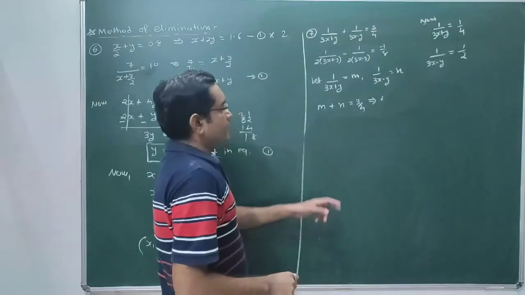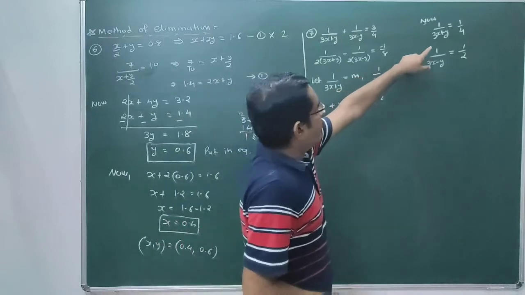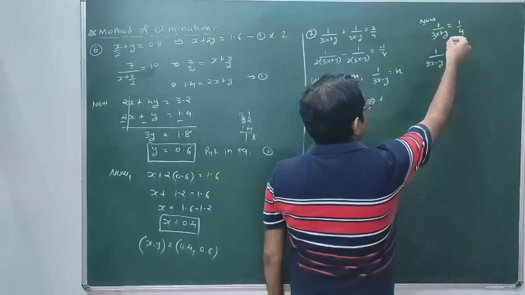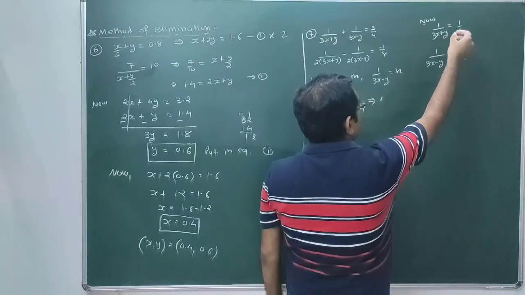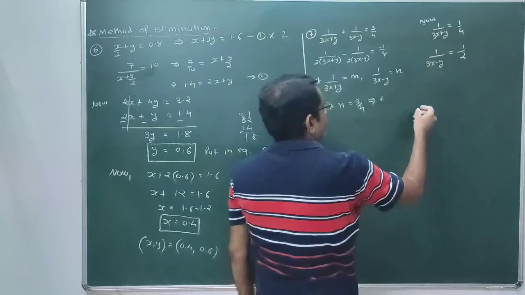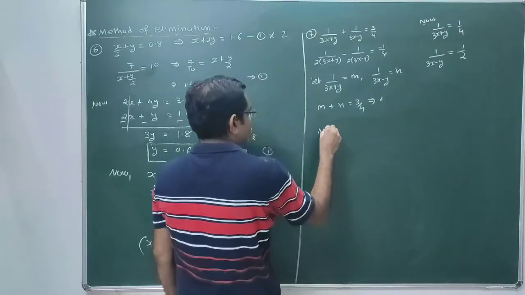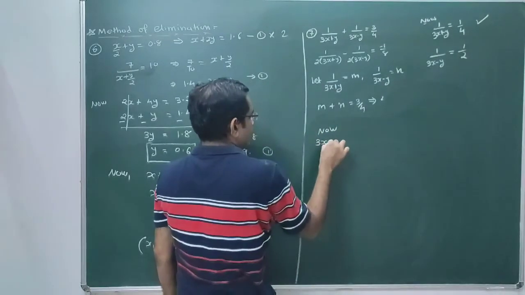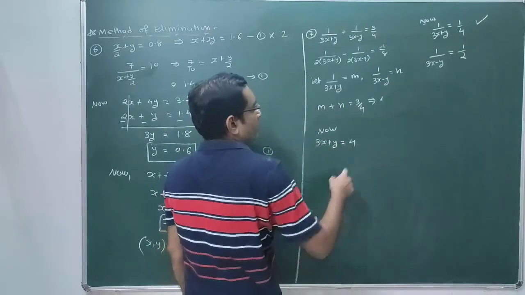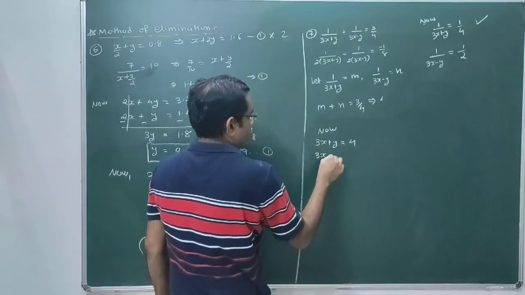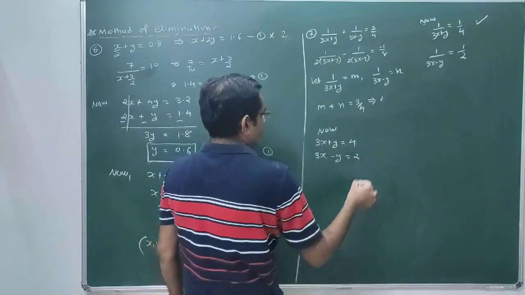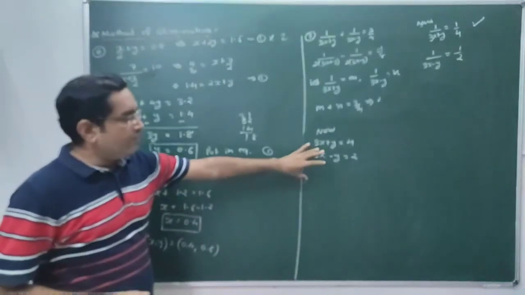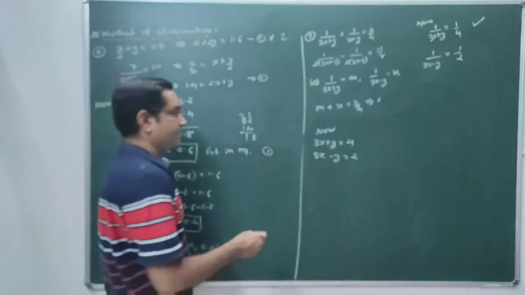Now, after getting the values of m and n, put these values over here. Now we have to solve this equation. The first one is 1 upon 3x plus y equal to 1 by 4. If we consider the reciprocal of that equation, we get 3x plus y equal to 4. And from the second equation, 3x minus y equal to 2. So this is now a pair of linear equations in two variables. We require the values of x and y. So again you have to solve it.